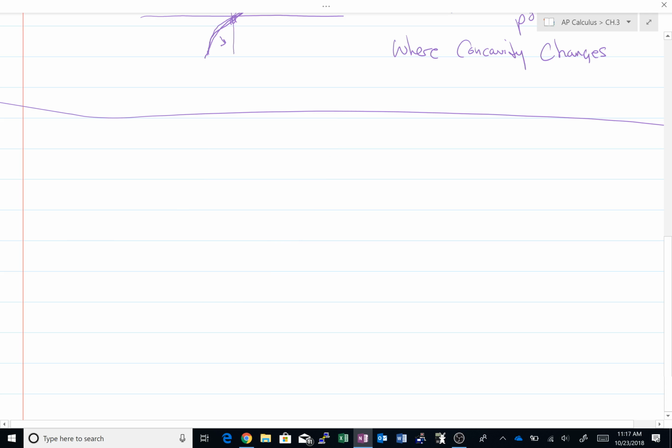Is there concavity on a parabola? Yes, let's look at a parabola. There's a min, and it's concave up everywhere. Okay? So, here's x squared. 2x is the first derivative, 2 is the second derivative. Do you see how the second derivative is positive everywhere? That means it's concave up everywhere.